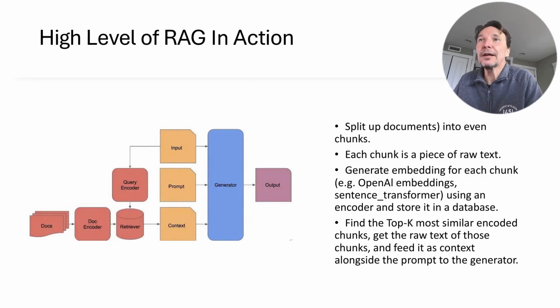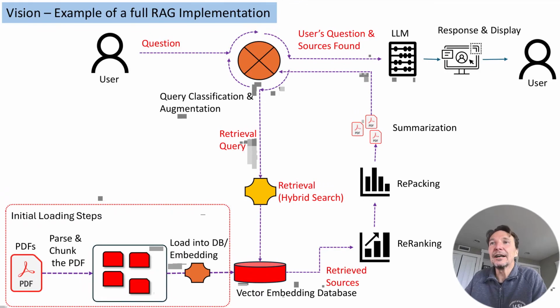And so that's great. So how would you actually do this in practice? Here is a very high-level example of what I'll be building over a period of time. So the first step is the initial loading steps where you're loading up. In this case, I'm using PDFs. I'm going to parse and chunk the PDFs. And there's quite a bit of work that's being done around this. And then you load these chunks into a vector database.